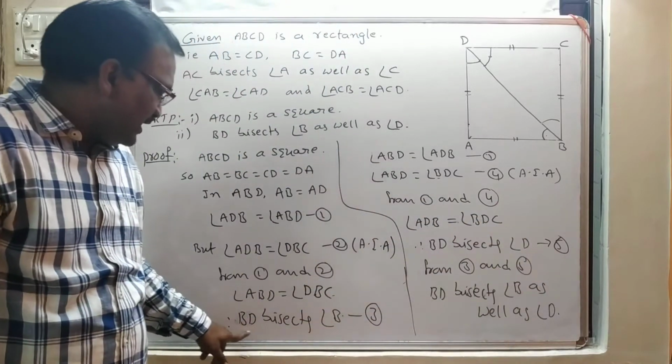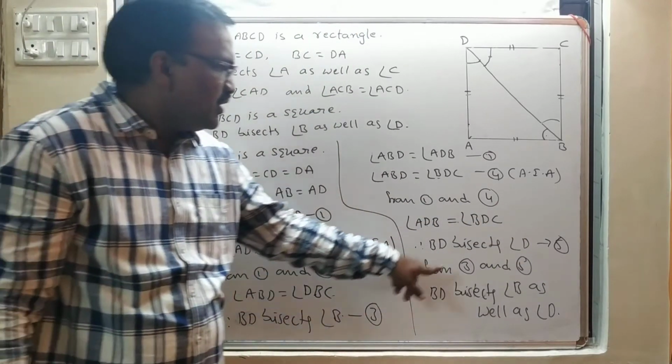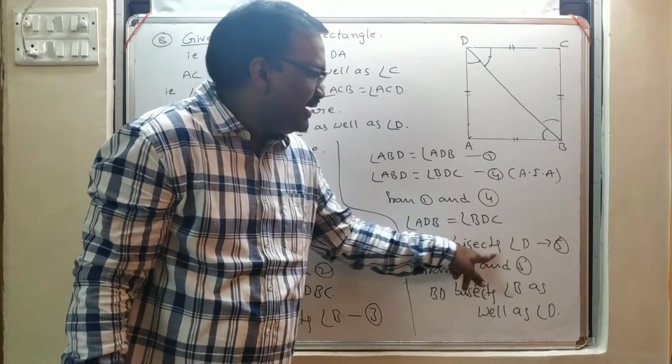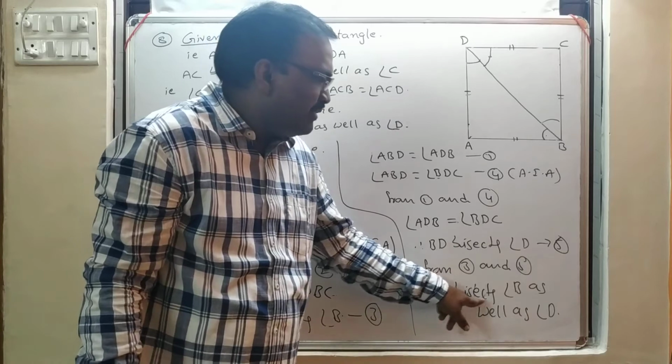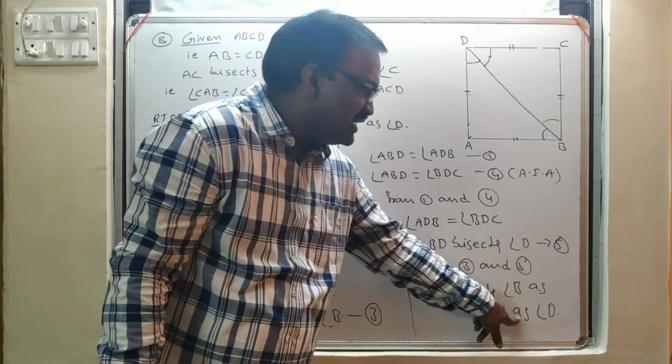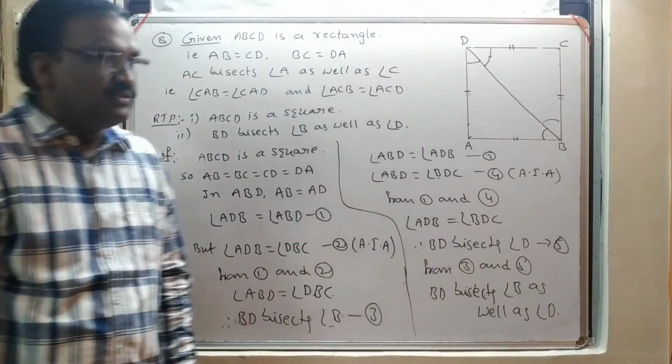What is condition 3? BD bisects angle B. What is condition 5? BD bisects angle D. From 3 and 5 we can write BD bisects angle B as well as angle D also.